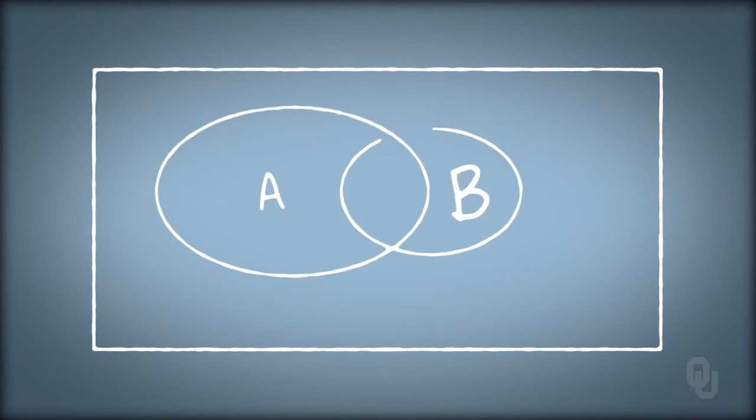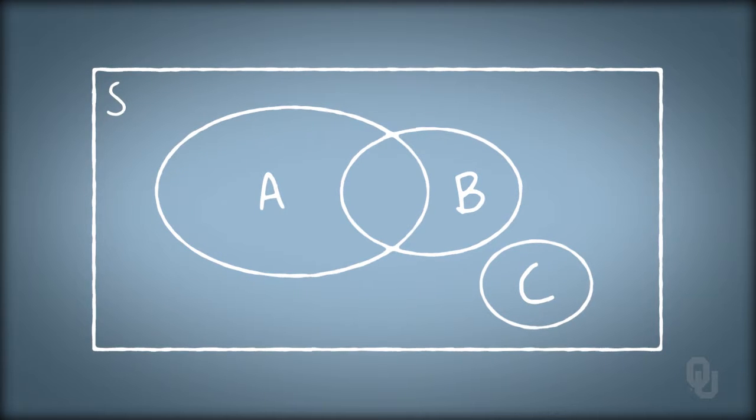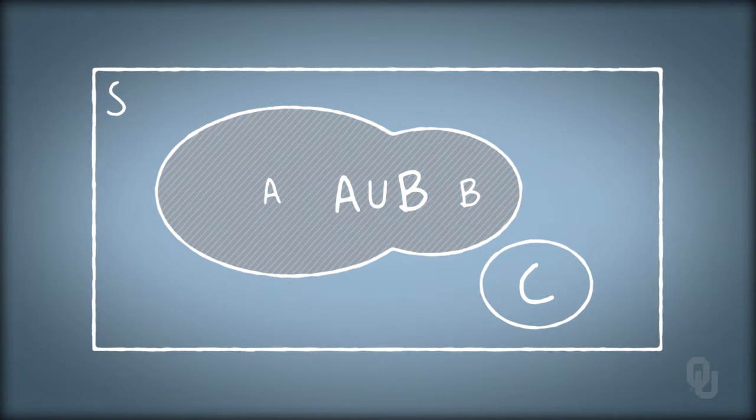The union of events A and B is denoted with A ∪ B, and is read as A or B, or A union B. This new event consists of all outcomes that are either in A or in B or in both. Let's look again at events A, B, and C in sample space S. A union B includes everything in A and B, including their overlap.